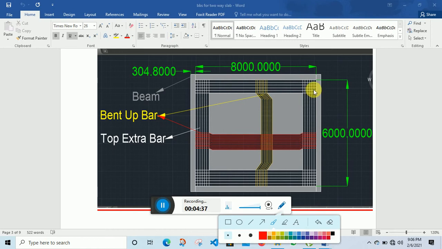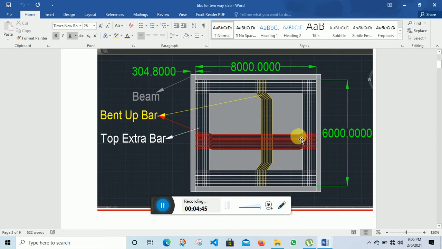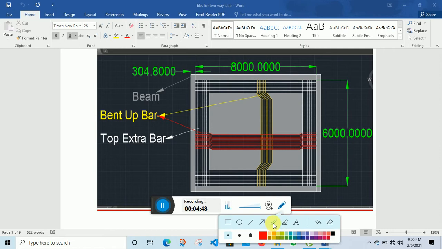So we will place the main bar like this pattern. Because we will put the slab, we will put the main bar at the shorter side. So this is the shorter side, and so we will take this length for the main bar.